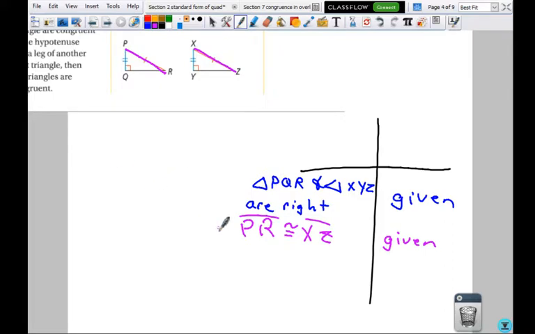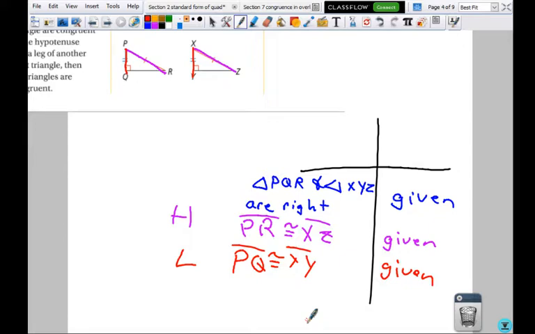Let me see. I showed that I had right triangles, and then this was my hypotenuse. And then for the last part, I need to show a leg. For this one, I'm looking at the small leg. So PQ is a leg, XY is a leg, and they're congruent because they both have the 2 dashes. PQ is congruent to XY, and my reason is given. And this is my leg. So I have right, I have hypotenuse, and I have leg.